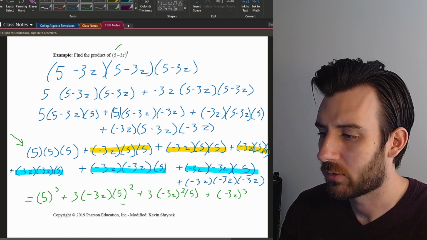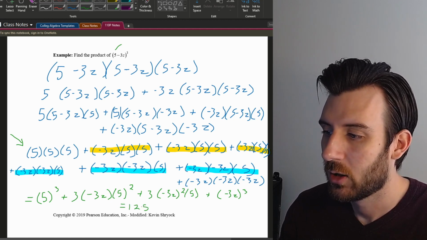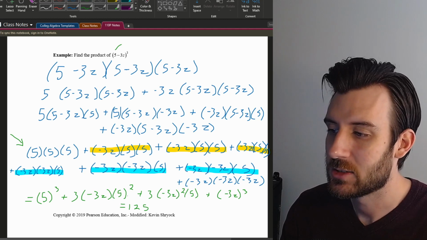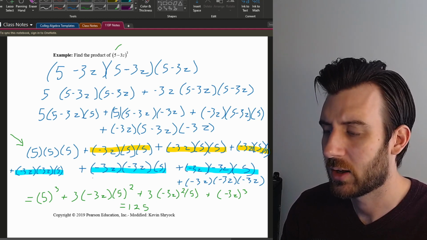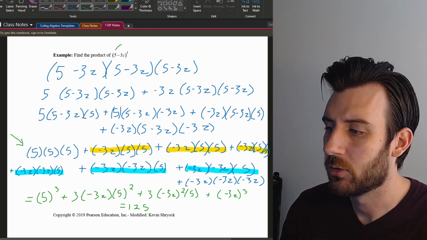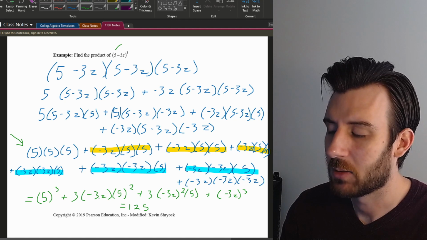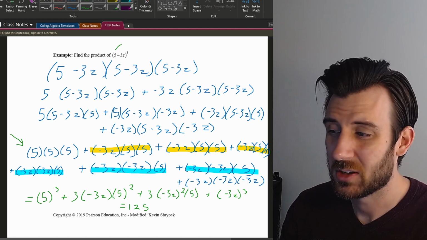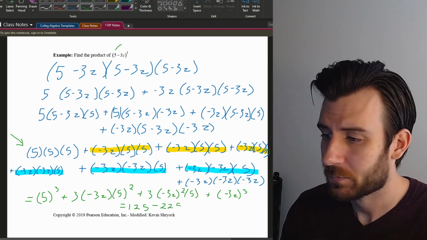We'll do this real quick for the numbers. 5 times itself 3 times would be 125. We would then have 3 instances of negative 3z times 5 squared. So 5 squared is 25, times 3 is 75, and then 75 times negative 3 would be negative 225z.